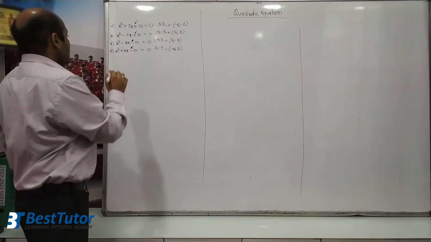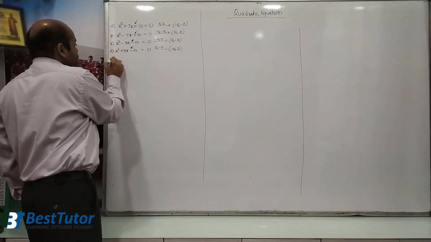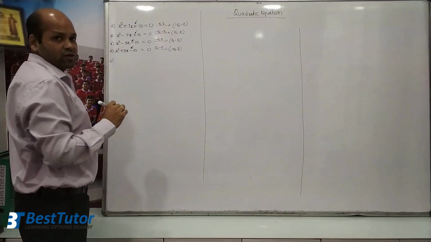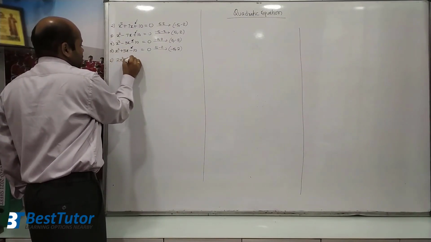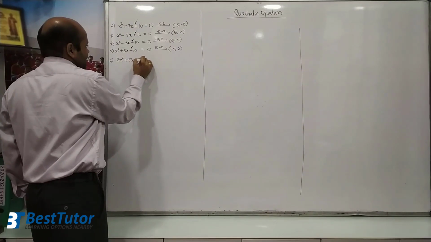Now, what if the coefficient of x square is not 1? Then what? For example, if I take 2x square plus 5x plus 3 equal to 0.